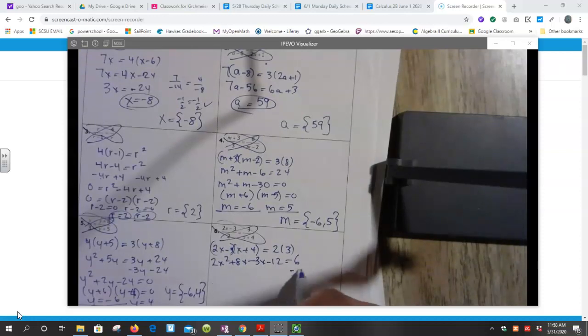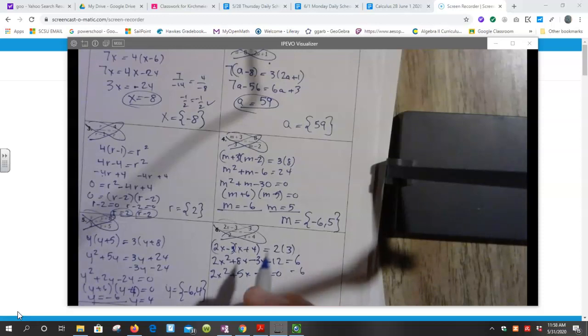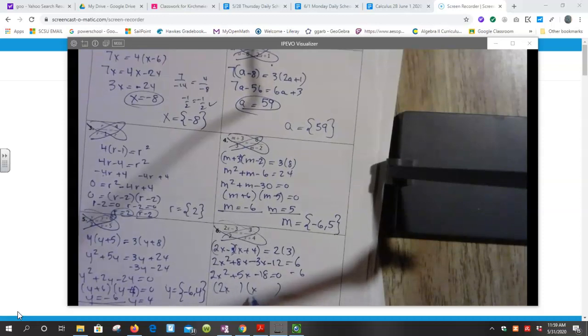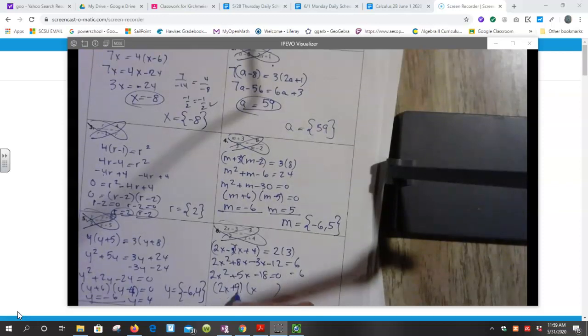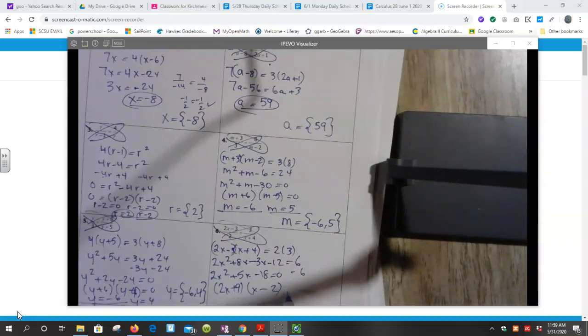Subtract the 6 from both sides, you get 2x squared plus 5x minus 18 equals 0. And try to factor that out. So it's going to be 2x and x in order to get 18. So you can try plus 9. Now in order to get negative 18, it can be 6 and 3. So I think the right way is going to be plus 9 minus 2. That'll give you minus 4 and plus 9, so that'll give you plus 5x, that's right.